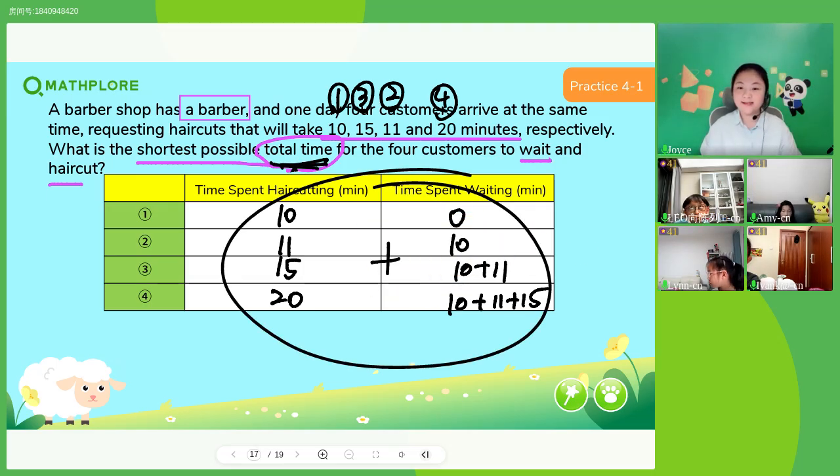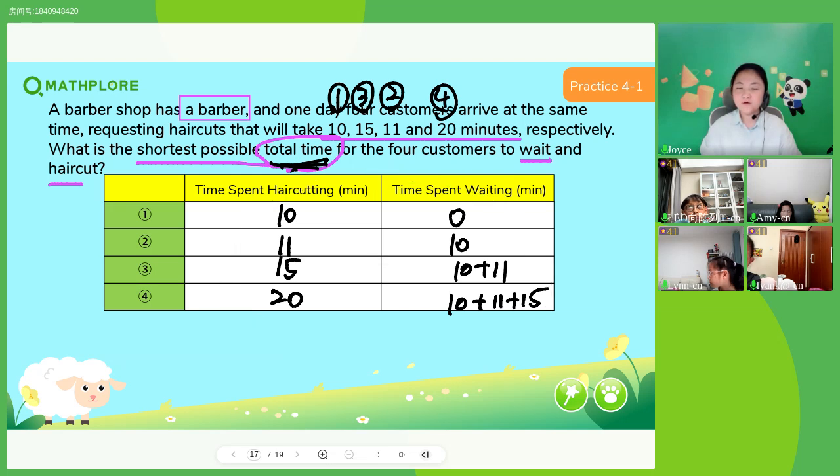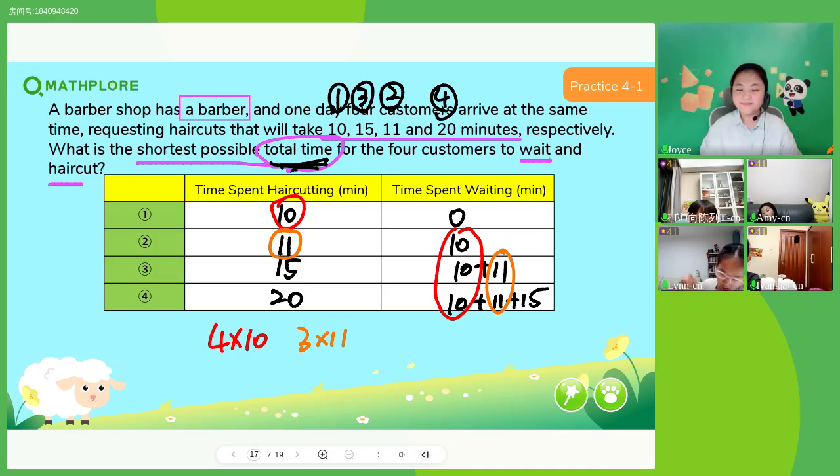Okay, so now guys, in order to know the total time, we need to plus them all together, right? But don't worry, let's see. How many 10s do we have here? 1, 2, 3, 4. Oh, there are 4 groups of 10, right? And how many 11s are there? 1, 2, 3. Three. Yes, 3 11s. How many 15s are there? 2. 2 times 15. And finally, we still have one more 20, right?